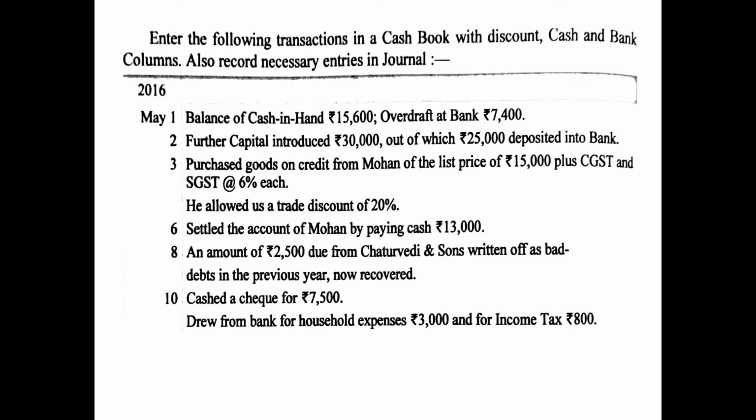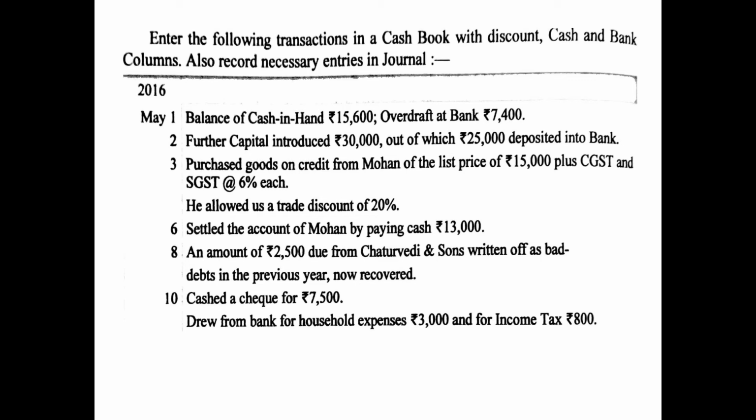2016 May 1st, balance of cash in hand 15,600 and overdraft at bank 7,400. Now this is a balance, this is not saying commenced business or started business. So for the balance of cash, we will obviously assume that this is a debit balance, so it will be shown on the debit side as "to balance brought down". 15,600 will be shown in the cash column, and bank is showing the overdraft balance, or the negative balance, or the credit balance. So this will be shown on the credit side as "by balance brought down".